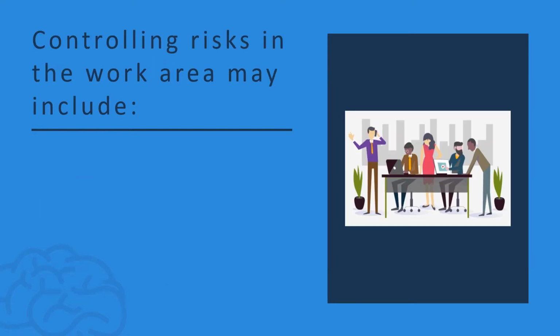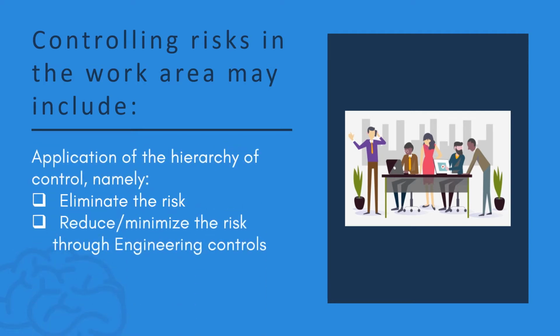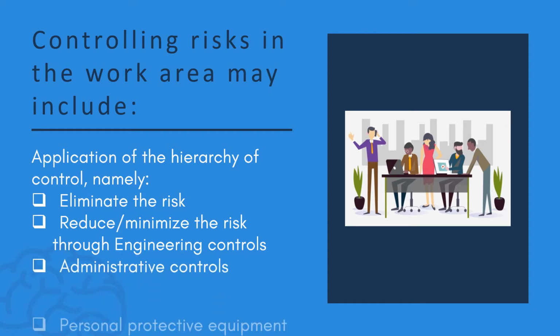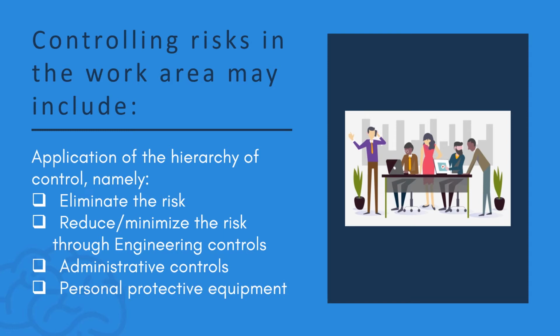Assuming that there are risks in our work area, we can control those risks in the work area by means of, of course, eliminating the risk, reducing or minimizing the risk through engineering controls, administrative controls, and the personal protective equipment.